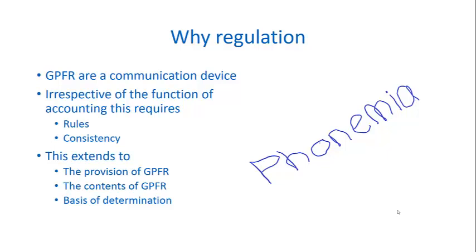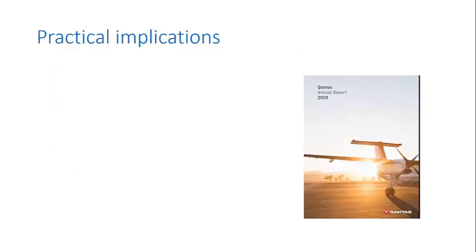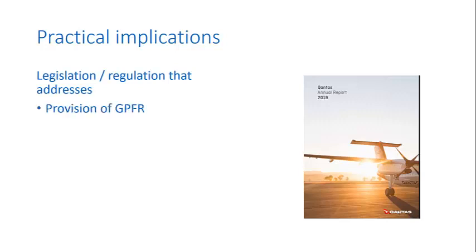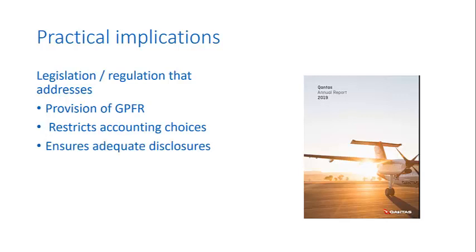Now this has some pretty significant practical implications, and you might think about these having regard to an actual annual report, and just for a change I'm picking on Qantas. So what we're going to expect in the legislation, the regulation that addresses financial reporting, is that there are going to be the requirements to provide general purpose financial reports, and we are going to have regulations which restrict accounting policy choice. It's going to be on issues such as when do you recognise revenue. And there are also going to be rules in terms of making sure that we have enough disclosure so that the information is able to be interpreted.